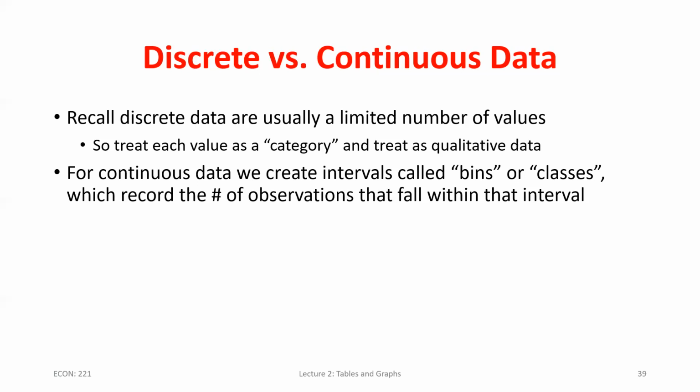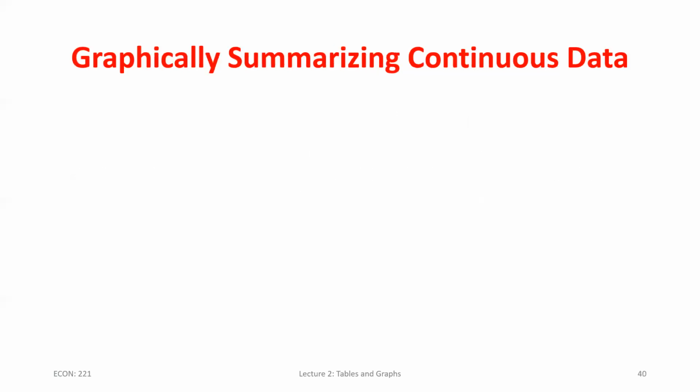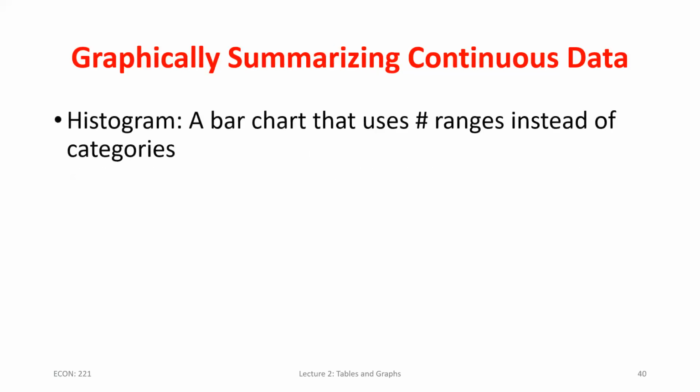Questions on that? So when we create these bins to come up with our frequency distribution, we're still going to create it using a bar graph, but it has the name of histogram. It's the same thing we were doing before. It's still just a bar graph. It's just because we're displaying continuous data as represented by bins, we're going to call it a histogram. Okay?